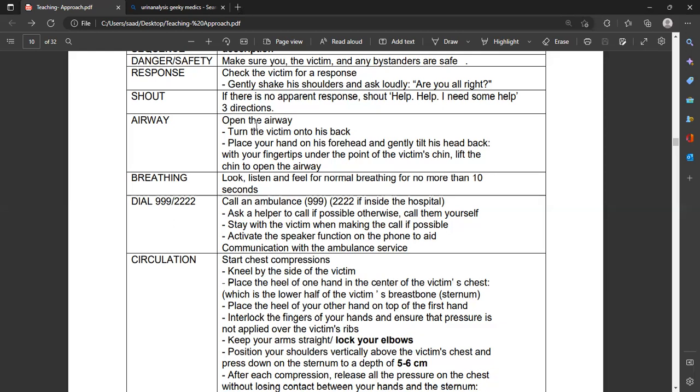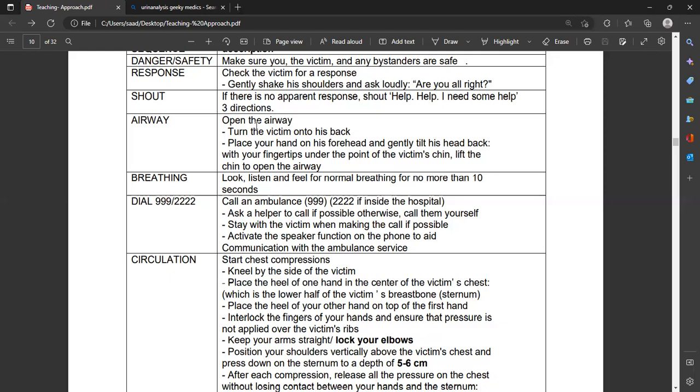And then breathing: look, listen, and feel. What you are looking for is the movement of the chest, the upward and downward movement of the chest, and then listen to the breathing sounds, and feel the warm air on your cheeks, like this. In COVID, we did not perform this breathing check, but now people are starting to perform this breathing part as well.